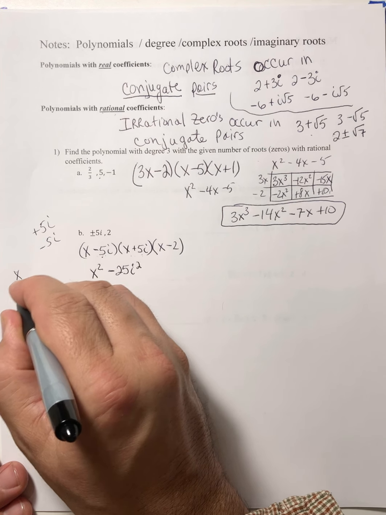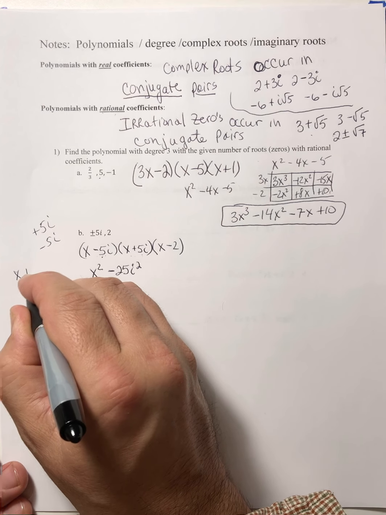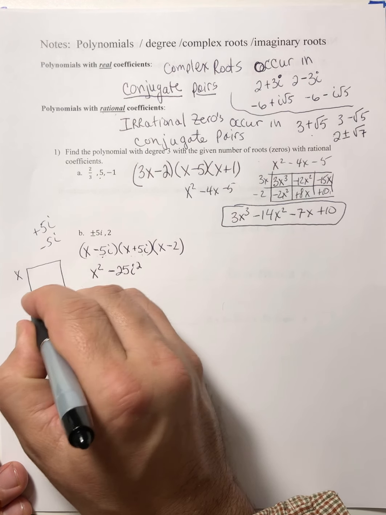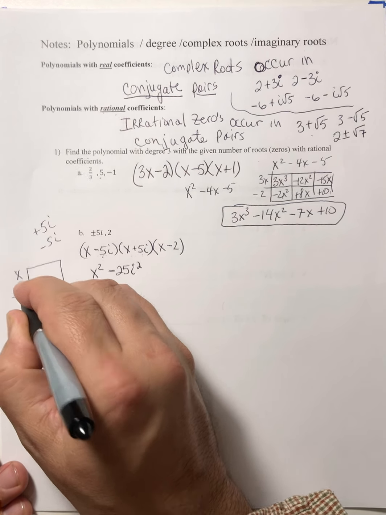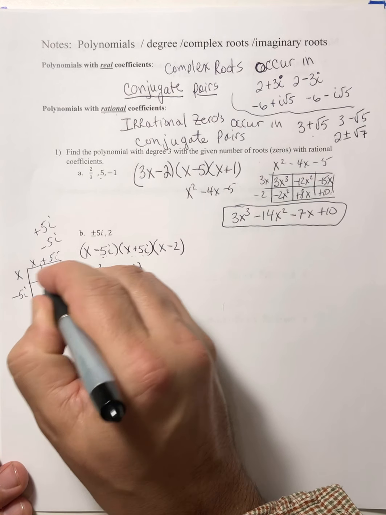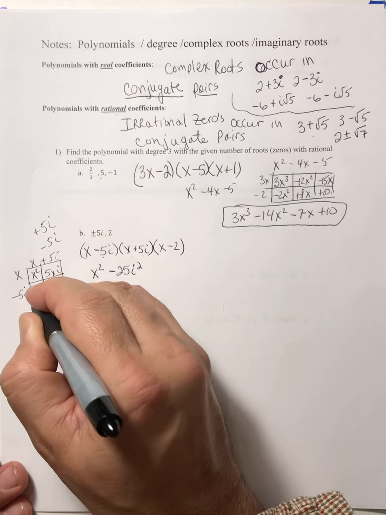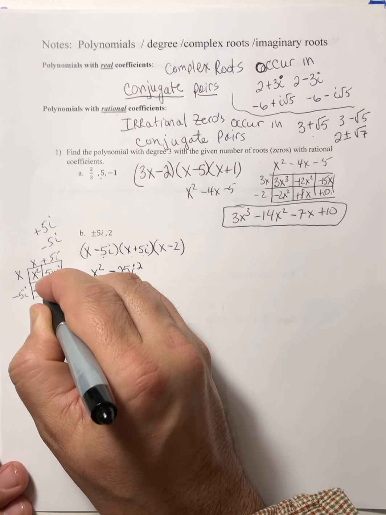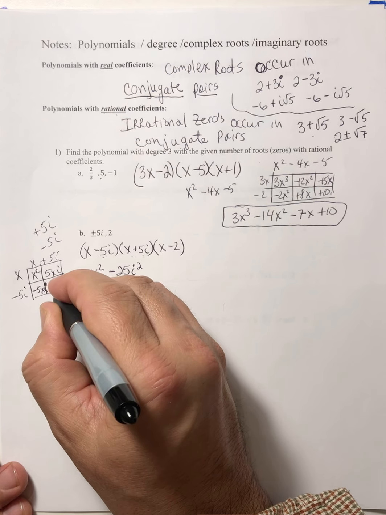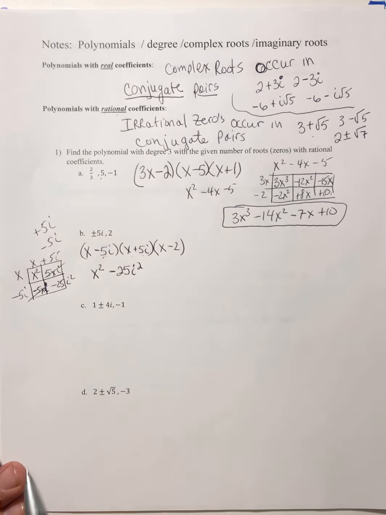So x minus 5i, x plus 5i. There's your x squared. There's 5xi, negative 5xi. And then your negative 25i squared. Yes, right. Those cancel out.